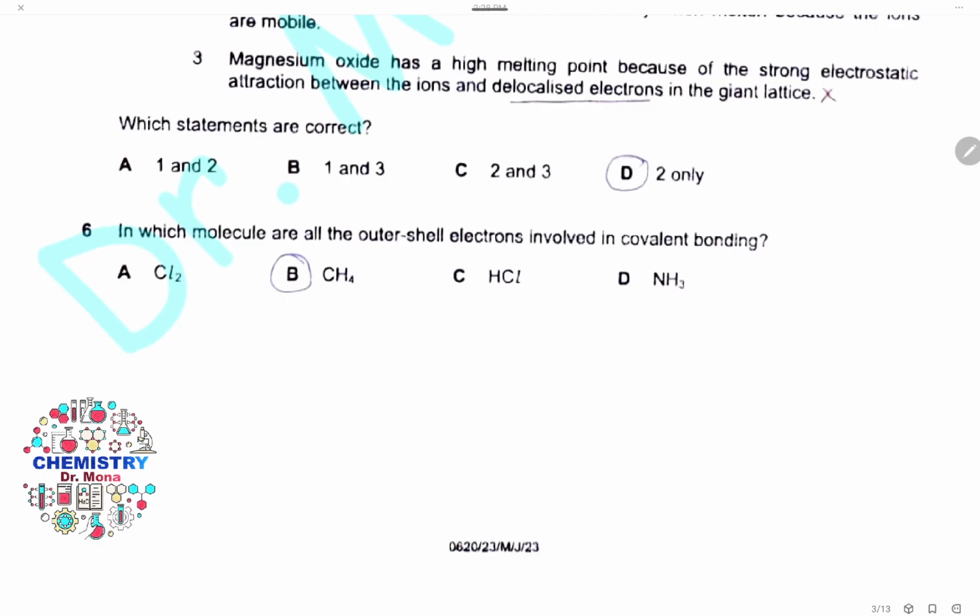Question 6. In which molecule are the outer shell electrons involved in the covalent bonding? Here, nitrogen in group 5 has 5 outer shell electrons. It only shares 3 with 3 hydrogen, so not all the outer shell electrons are involved in the bonding.